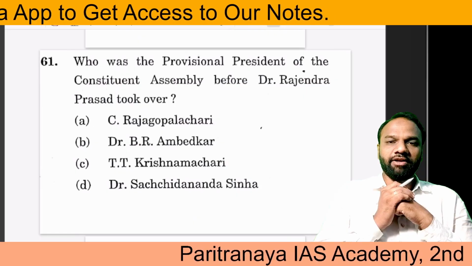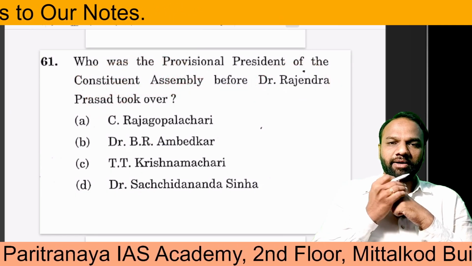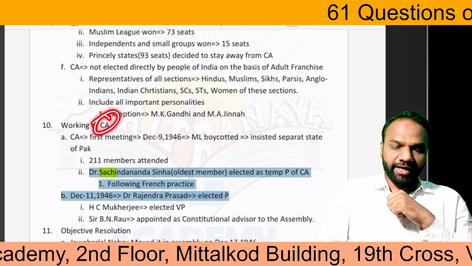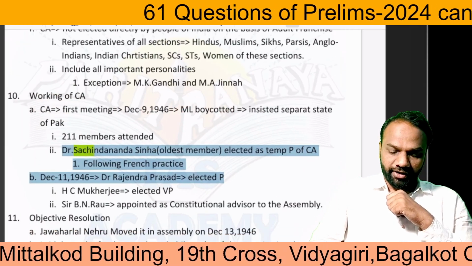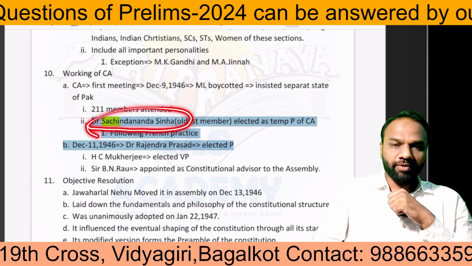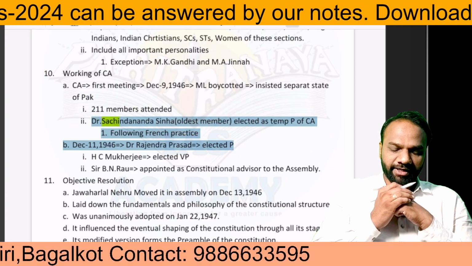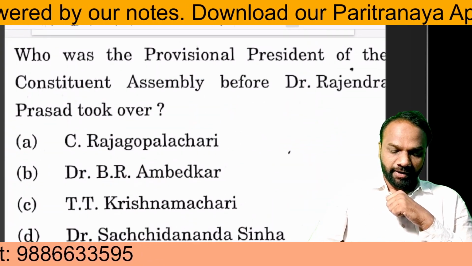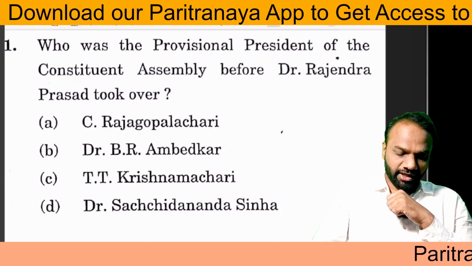Next, who was the provisional president of the Constituent Assembly before Dr. Rajendra Prasad took over? This question can be classified under both history as well as polity. If you look at our notes, CA indicates Constituent Assembly. The Constituent Assembly first met on December 9, 1946. The Muslim League boycotted it because it insisted on a separate state of Pakistan. Dr. Sachidanand Sinha, the oldest member, was elected as the temporary president of the Constituent Assembly based on French practice. And on December 11, 1946, Dr. Rajendra Prasad was elected as president. So before Dr. Rajendra Prasad took over, Dr. Sachidanand Sinha was the provisional president. The answer is D.